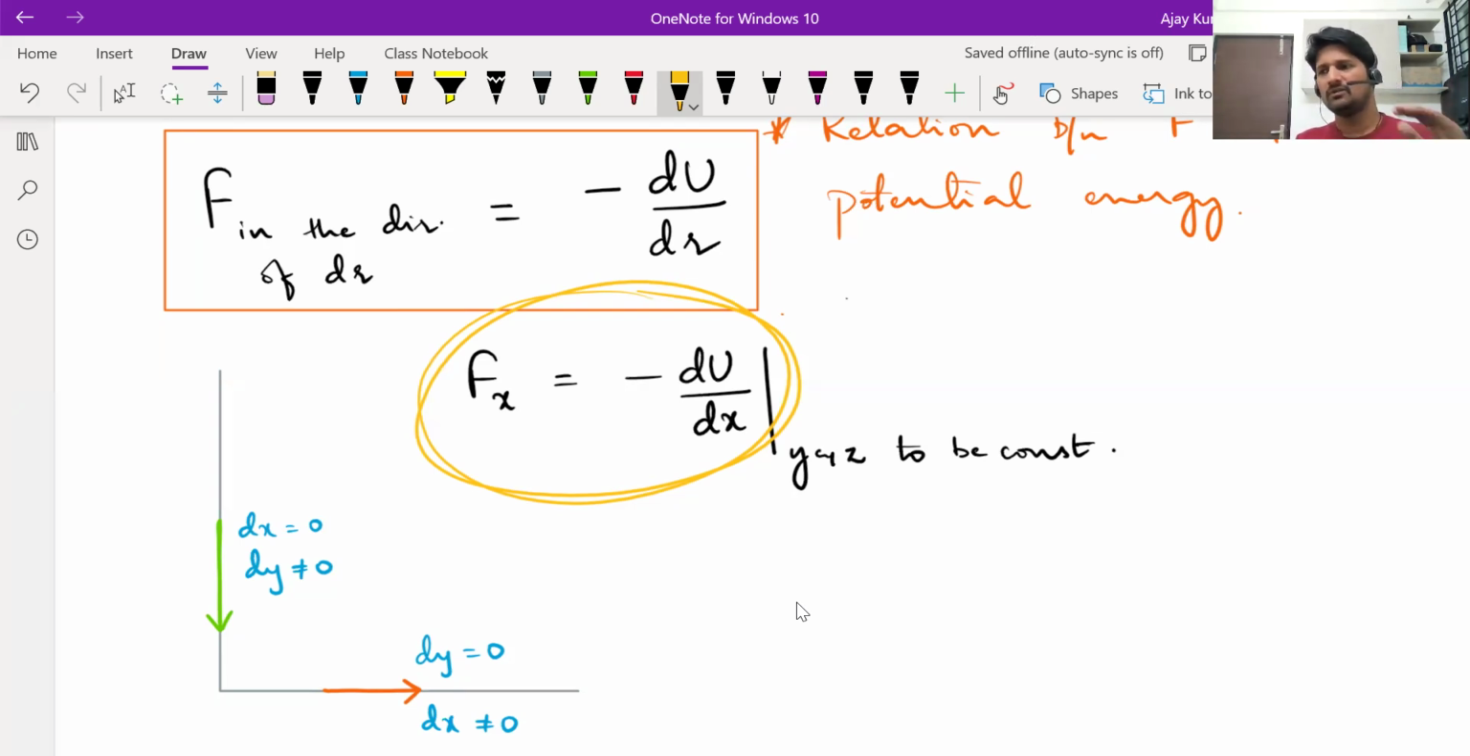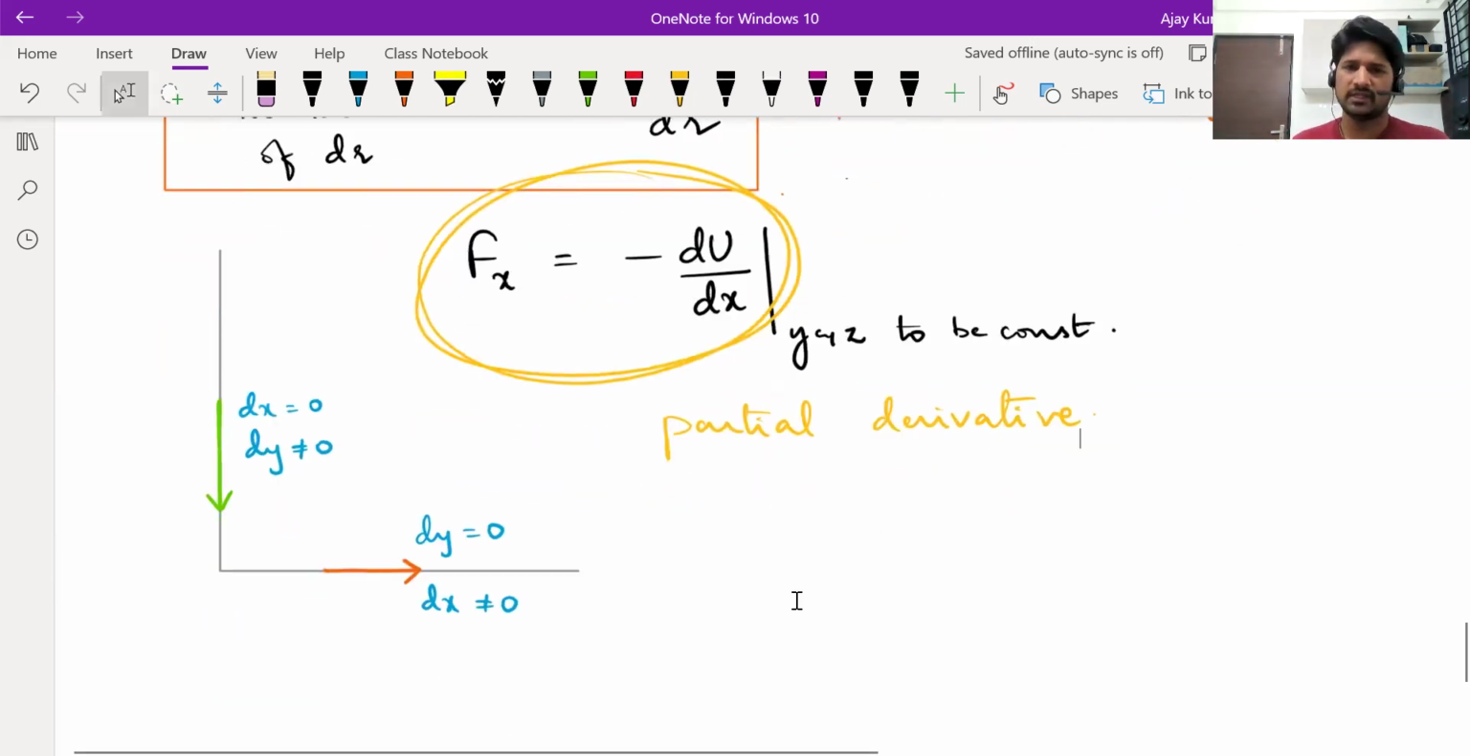But remember, to get force in a particular direction, you have to differentiate potential energy with respect to displacement in that direction. And when you are getting displaced in that direction, your displacement in the perpendicular directions will be 0, meaning the perpendicular coordinates won't change. Like if an object is moving in the x direction, its y coordinate won't change, z coordinate won't change. So y and z will be treated constant. Mathematically, this is called partial differentiation or partial derivative.